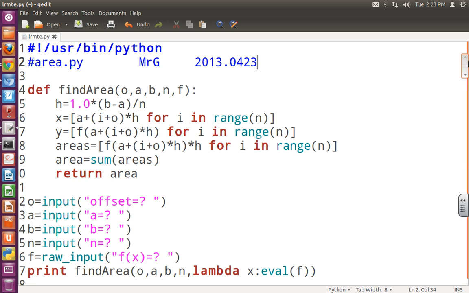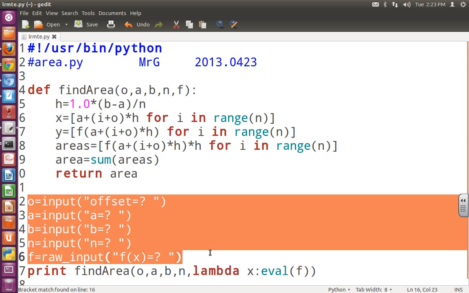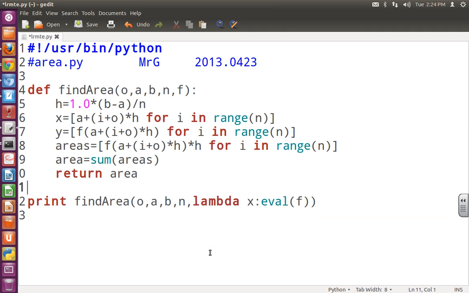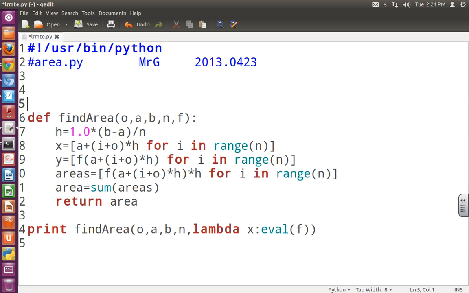This means take the first command line argument. Take the second command line argument. Take the third, take the fourth. This is going to be your B. This is going to be your N. This is going to be your F. But this one, I don't need an integer. I need a string, so leave it. Remember, F is like sine of X, a string.